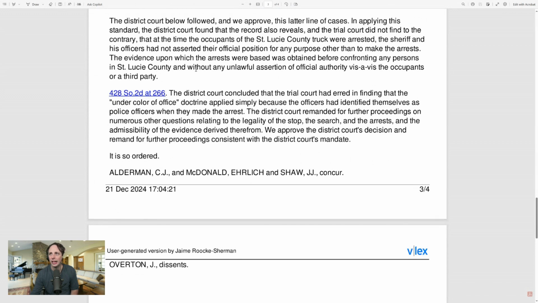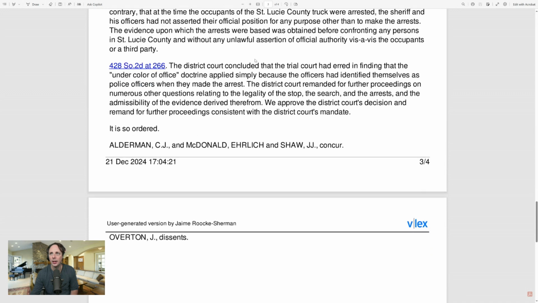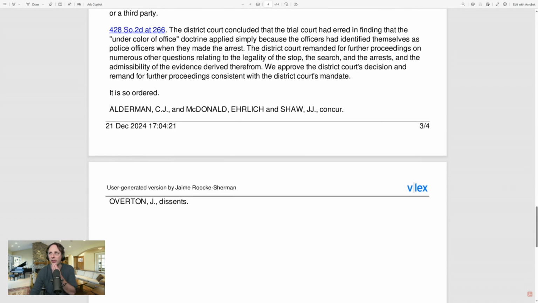County and without any unlawful assertion of official authority vis-a-vis the occupants or a third party. The district court concluded that the trial court had erred in finding that the under color of office doctrine applied simply because the officers had identified themselves as police officers when the arrest was made. The district court remanded for further proceedings on numerous other questions relating to the legality of the stop, the search and the arrest, and the admissibility of the evidence derived therefrom. We approve the district court's decision and remand for further proceedings consistent with the district court's mandate.